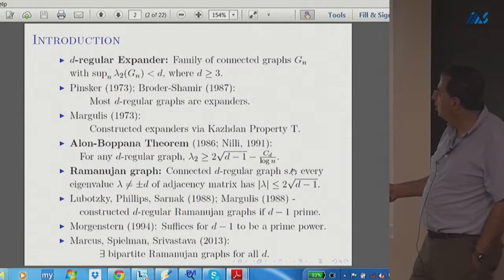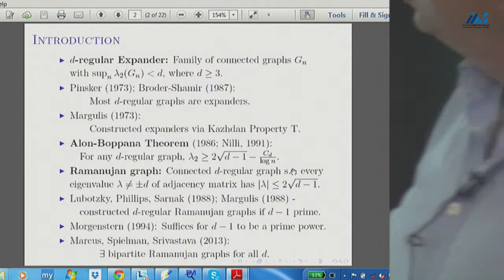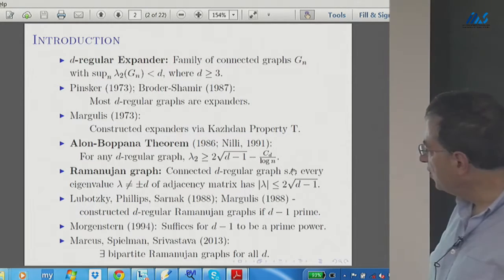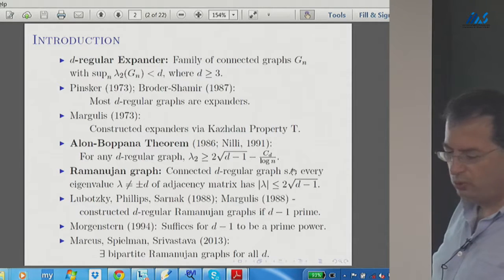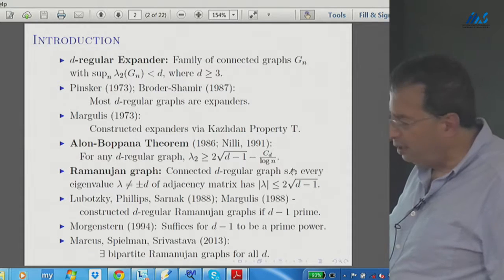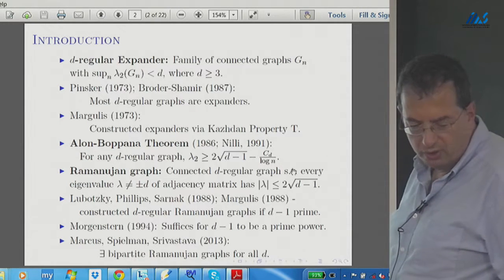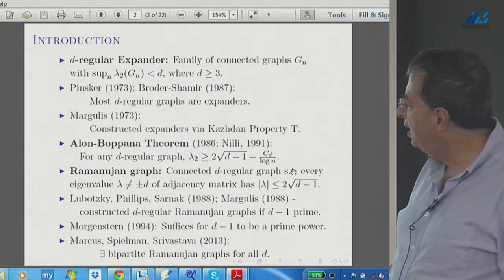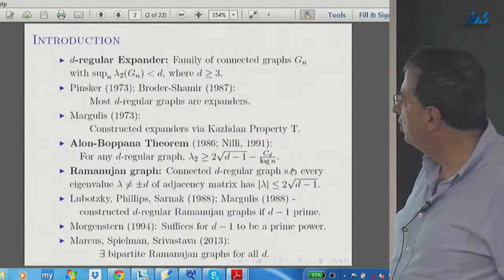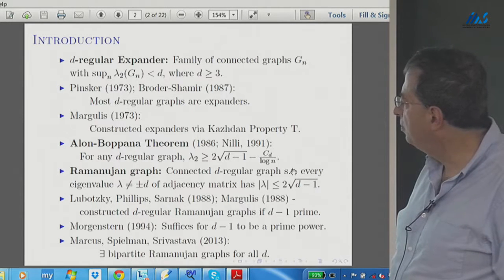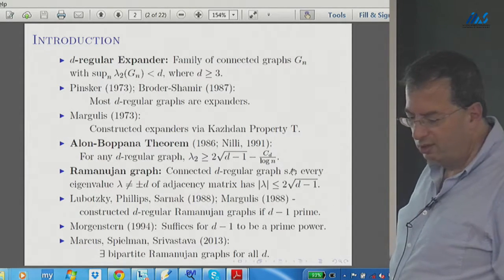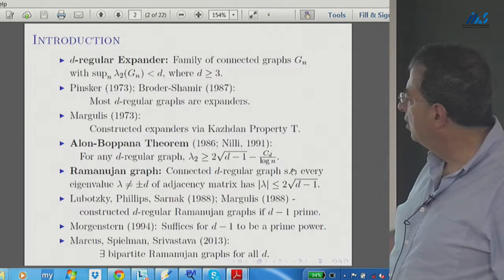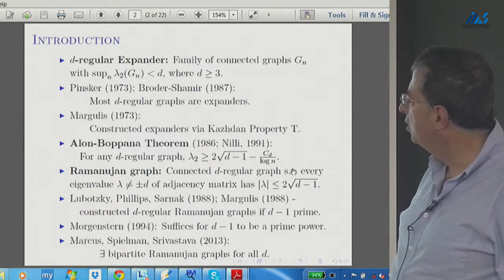For an expander, we want the lambda 2 of the graphs to be bounded away from d. d will always be at least 3. Pinsker was probably the first to find that most graphs, according to a measure he used, just take a small number of permutations, say 3 random permutations, and take the union of the edges indicated by those permutations. Then with high probability, this is an expander. And there is further work by many others indicating that most d-regular graphs are expanders. In particular, there's a well-known work of Broder and Shamir to that effect.